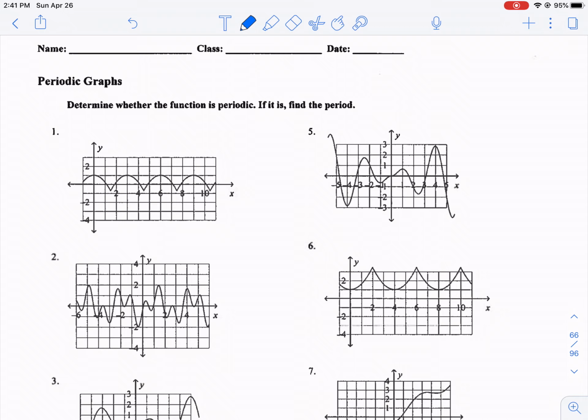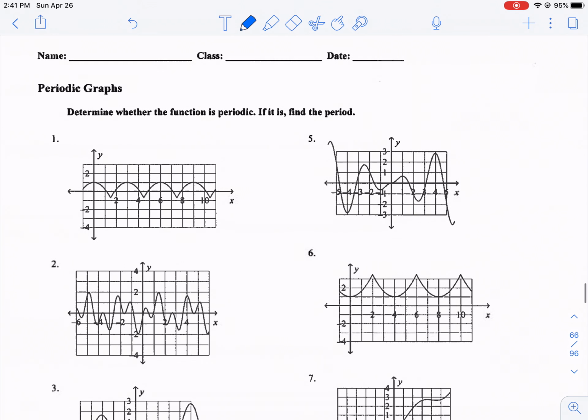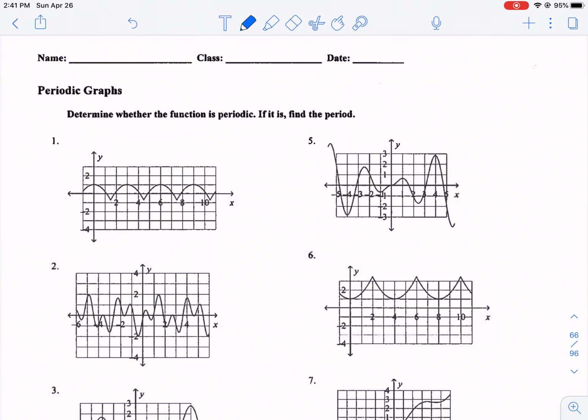All right, so we are going to talk about periodic graphs. This is our last unit. We're in Mod G here. I'm on page G3. We're going to talk about periodic graphs, determining whether we have a periodic graph, and if we do, find its period.